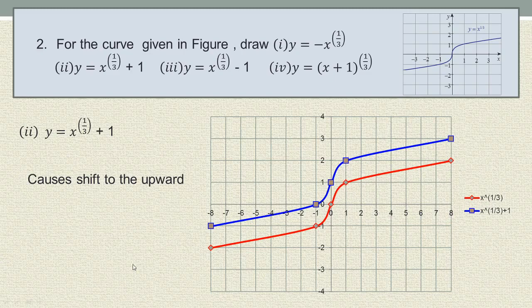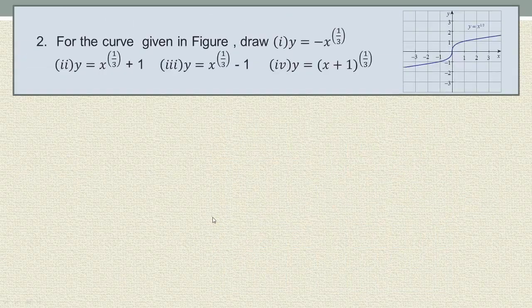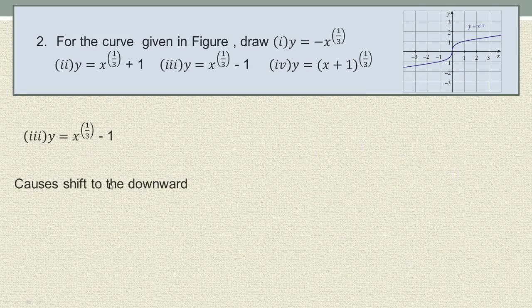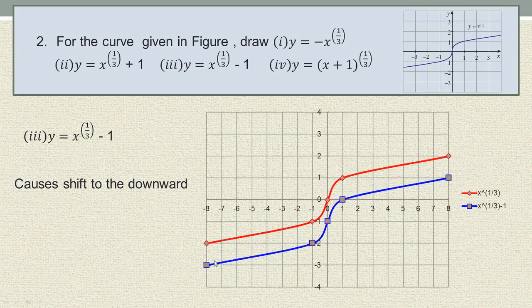In this way you can draw. And then the third subdivision is y is equal to x power 1 by 3 minus 1. So it is f of x minus 1. Minus 1 is outside the function, so it causes the shift downward. If it is minus 2, it is minus 3; if it is minus 1, it is minus 2; 0 means minus 1. So downward by 1 unit. That is enough. Again I am saying, no need to plot the points.